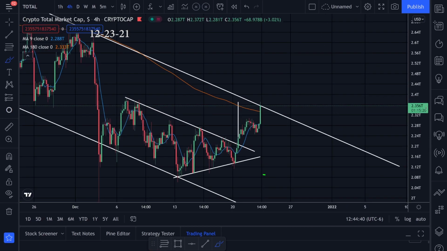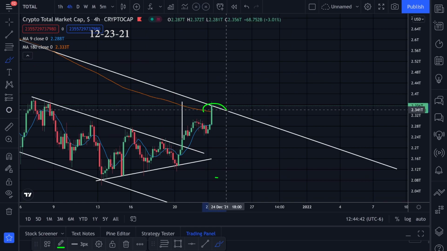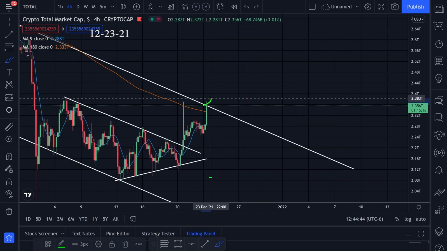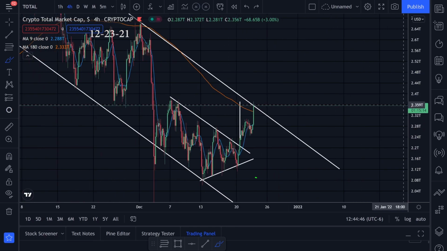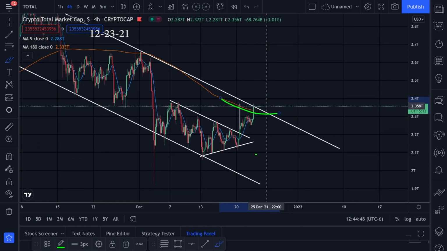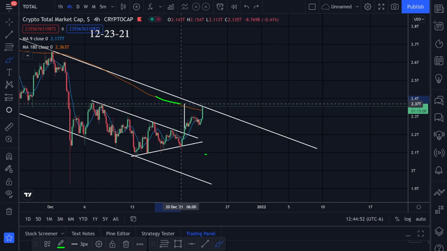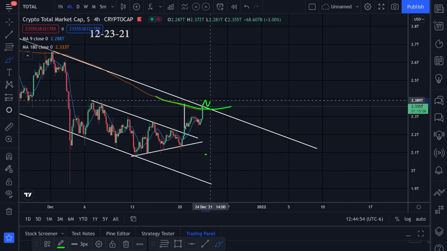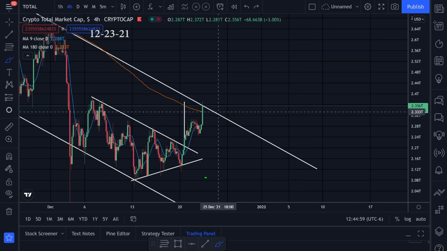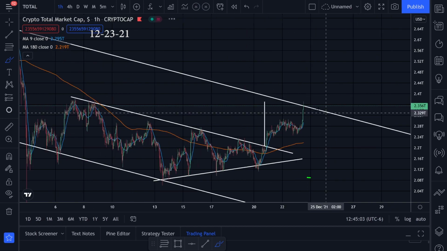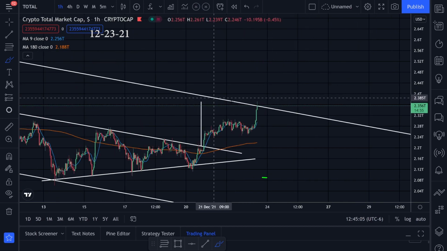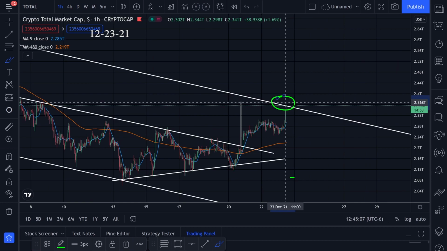I'm curious if we're going to get rejected right now or if we're going to continue on. Like I said, we did break that 180 moving average on the 4 hours, so that's good. Maybe what we have to do is come down and retest it. We have 1 hour and 15 minutes on this 4-hour candle. Let's switch over to the 1 hour to see what this looks like. It does look like we're getting resistance right on that line.